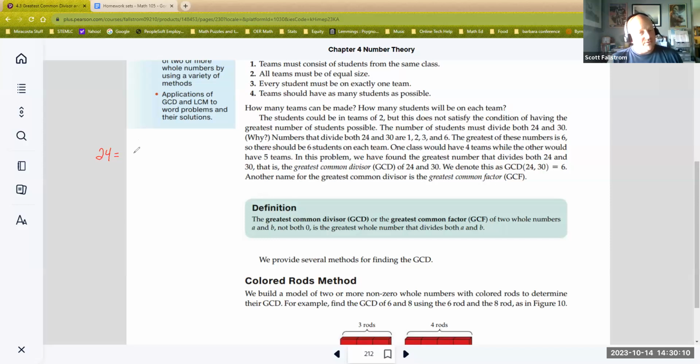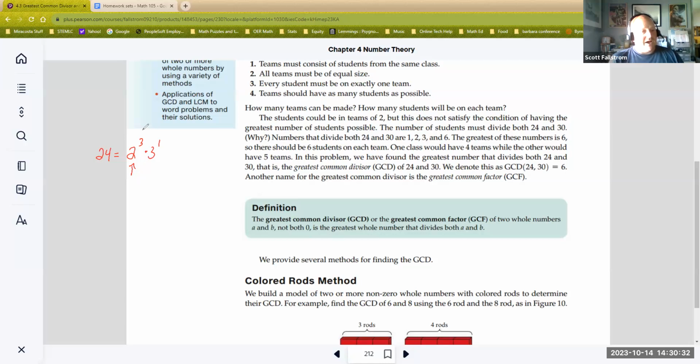Now, if you struggle with this, use prime factorization. 24 turns out to be 8 times 3. That's 2 cubed times 3 to the first. Then the factors are all of the factors, and you can just go in order. All of the things that divide 2 cubed.